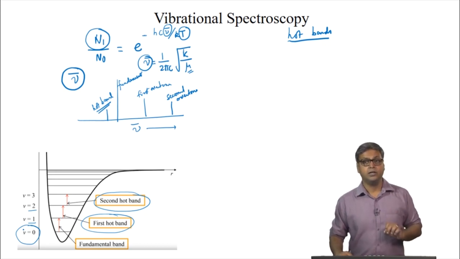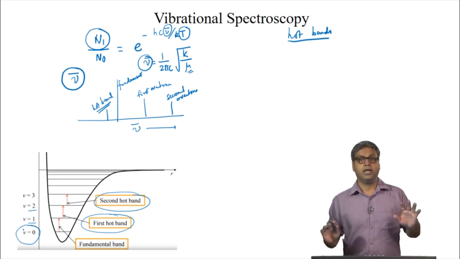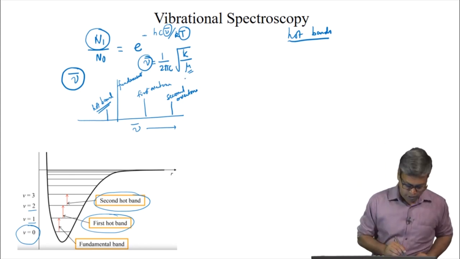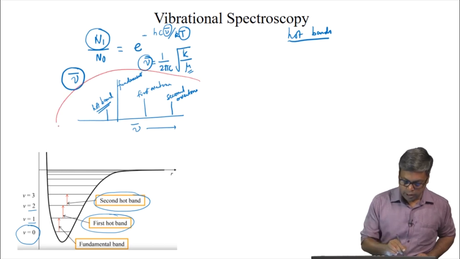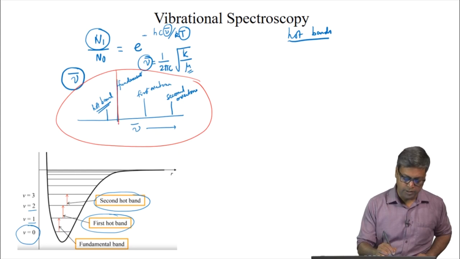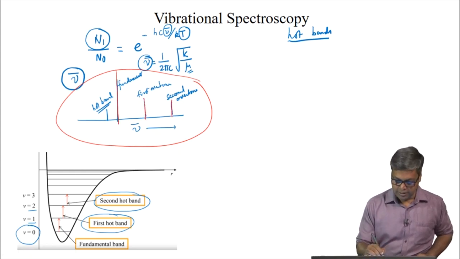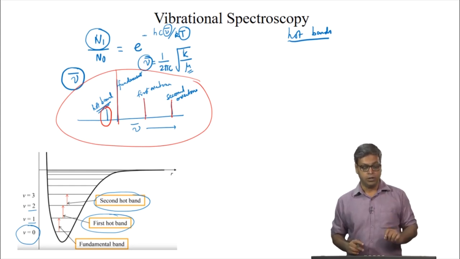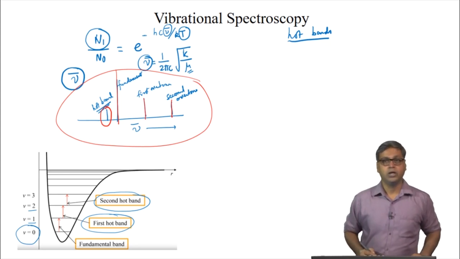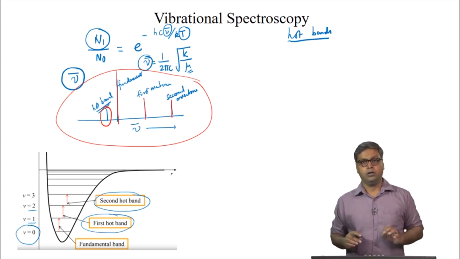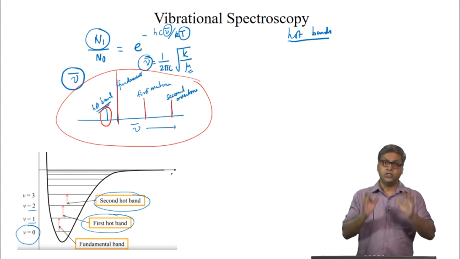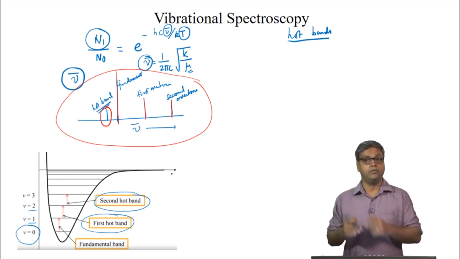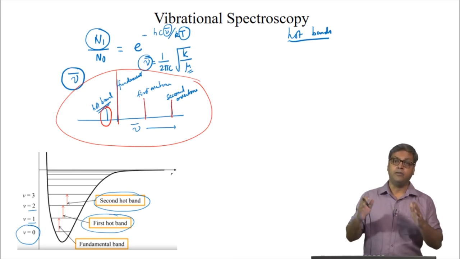So, let us see what all these transitions will look like for a diatomic molecule in a fairly large spectral region. As I have already drawn it here, we are talking about a fairly large spectral region because we have the fundamental band here, the first overtone here, the second overtone here, and the hot band which appears at a smaller wave number as compared to the fundamental transition. So, the V equals 1 to V equals 2 is at a frequency smaller than the fundamental. This is because the gap between the V equals 2 and V equals 1 level is smaller than the gap between V equals 1 and V equals 0 levels.